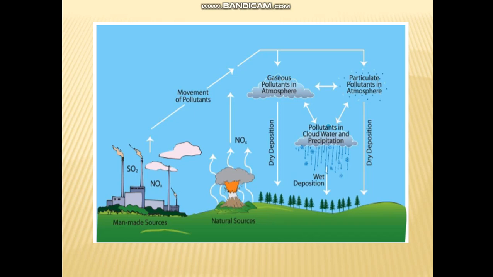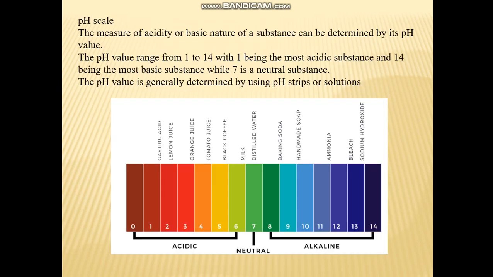So you can see the acid rain formation. The gaseous pollutants and the particulate pollutants in the atmosphere change into acids. Dry deposition affects the vegetation, animal life and even human life. So this is what occurs in acid formation.